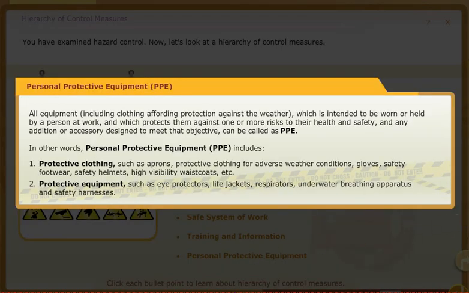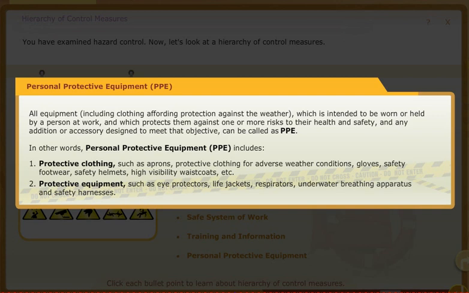Personal protective equipment or PPE. All equipment, including clothing, affording protection against the weather, which is intended to be worn or held by a person at work, and which protects them against one or more risks to their health and safety, and any addition or accessory designed to meet that objective, can be called PPE.